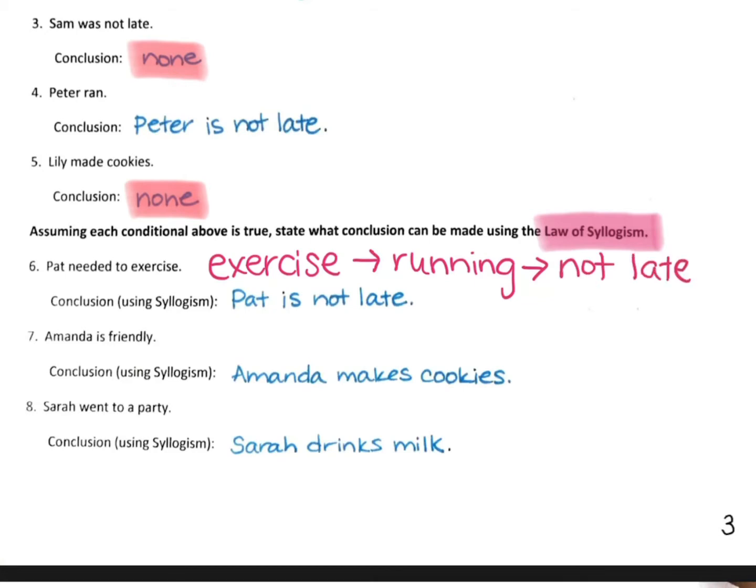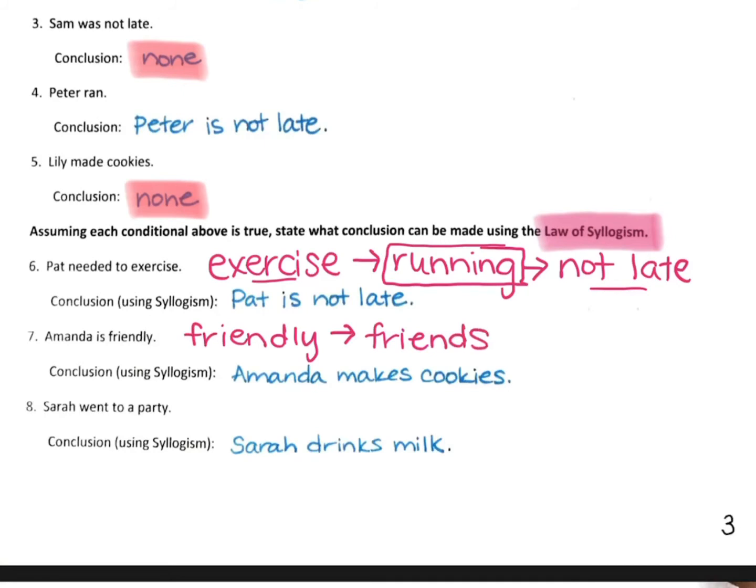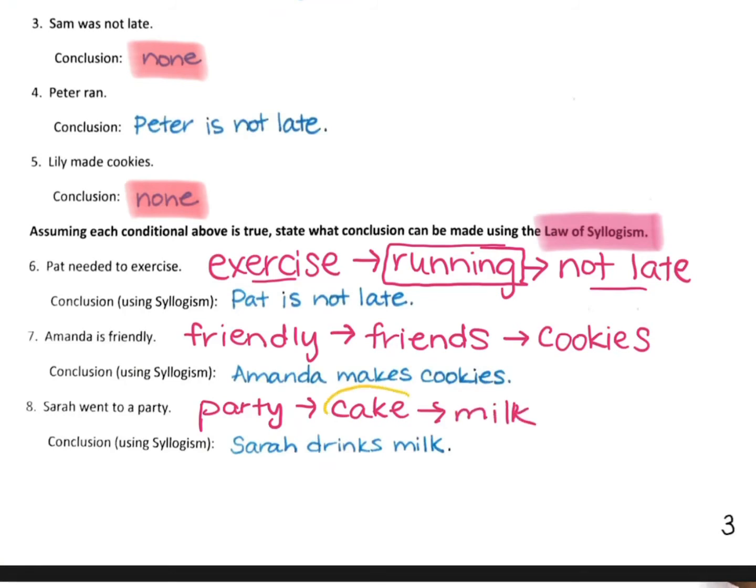So we're trying to find those two if-then statements that connect together in the middle. So then the conclusion we make is that if Pat exercised, then Pat is not late. Same thing for these other two. So one more time, syllogism has that common link in the middle, and we skip from the original if to the final then. That's using the law of syllogism.